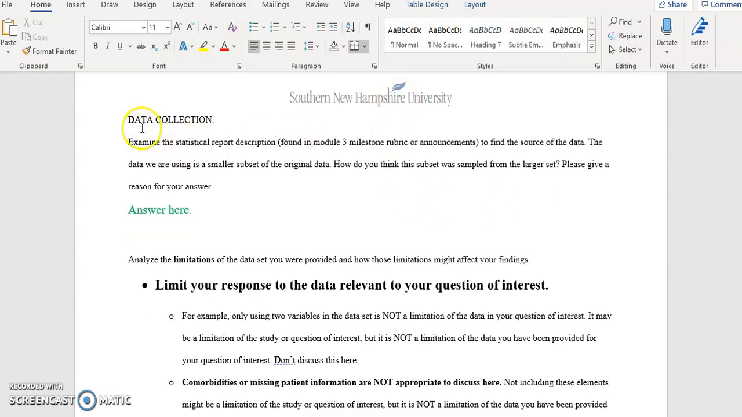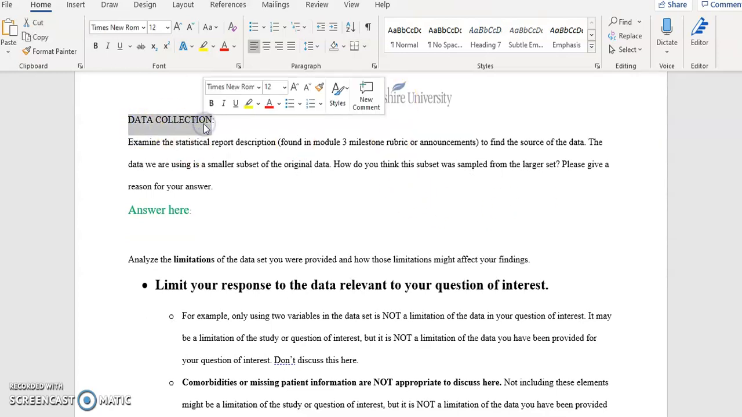Now we're looking at the question called data collection, okay? It says examine the statistical report description, again, found in the Module 3 Milestone rubric or the announcements to find the source of the data, okay? The data we are using, again, this is your myocardial infarction data, not my candy data. The data we are using is a smaller subset of the original data. How do you think this subset was sampled from the larger set? Please give a reason for your answer.